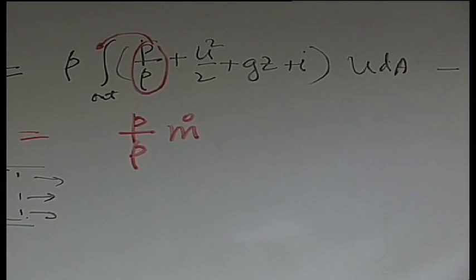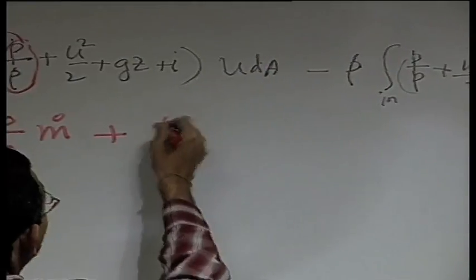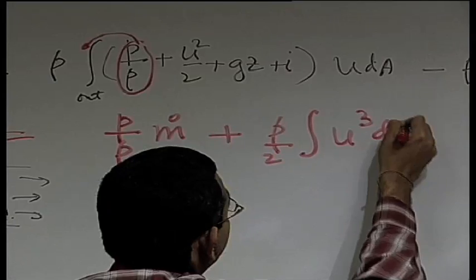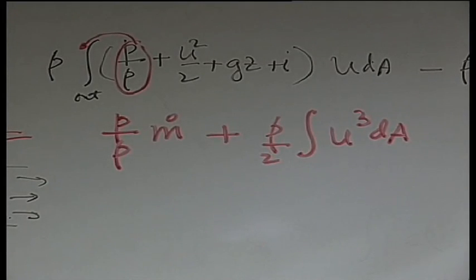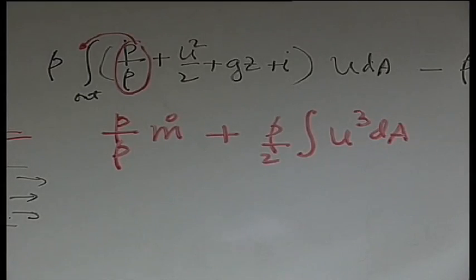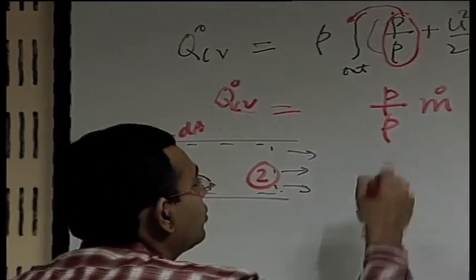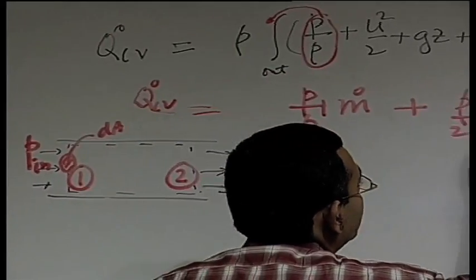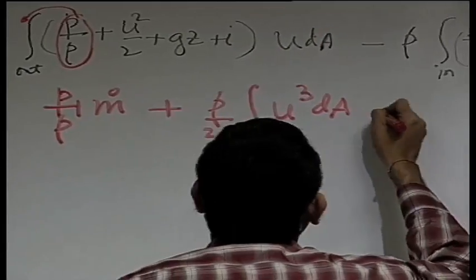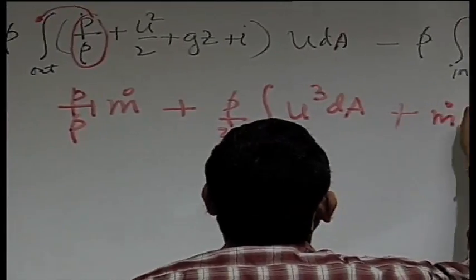Next you have rho by 2 integral of u cube dA. Remember we are writing for the outflow, so let us give some names to these areas: 1 for the inflow area and 2 for the outflow area. So this is P1 by rho, this is integral over the section 1, and then similarly this is m dot Gz.